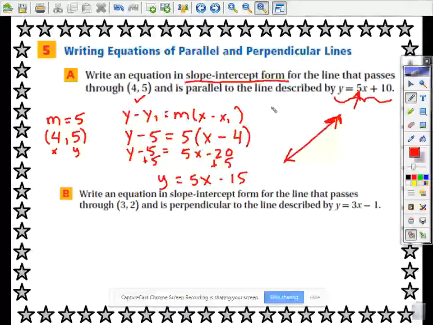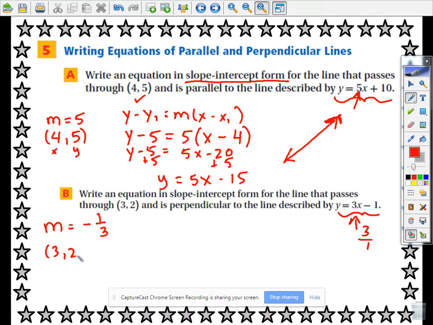And let's try one with perpendicular. So it says write an equation in slope-intercept form for the line that passes through (3, 2) and is perpendicular to the line described here. So if it is perpendicular, this slope is 3 or 3 over 1. So my perpendicular slope will be negative because this is positive. And instead of 3 over 1, this will be 1/3. I also have a point (3, 2), which is my x and my y.